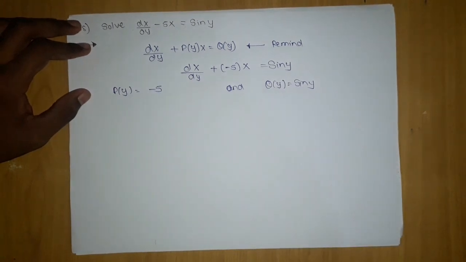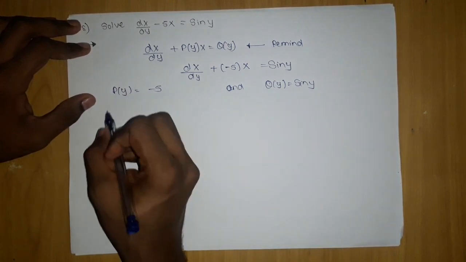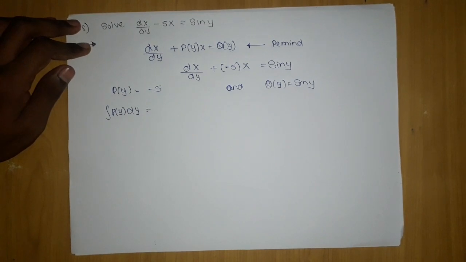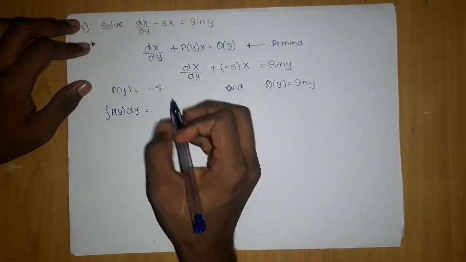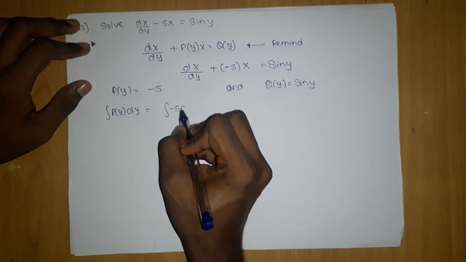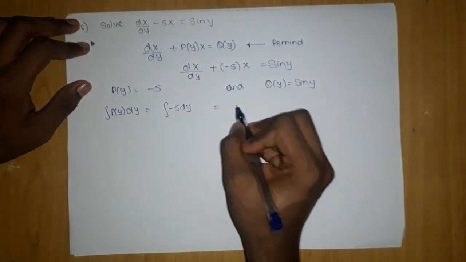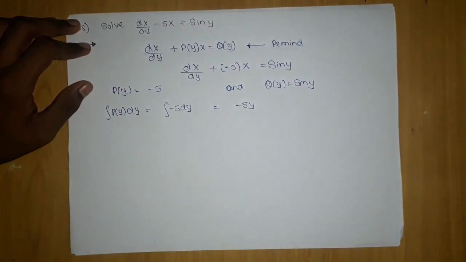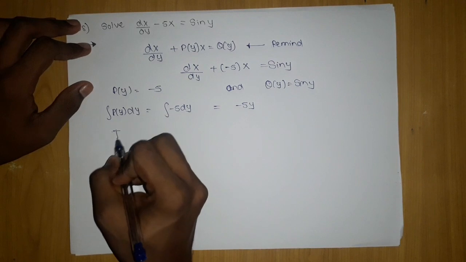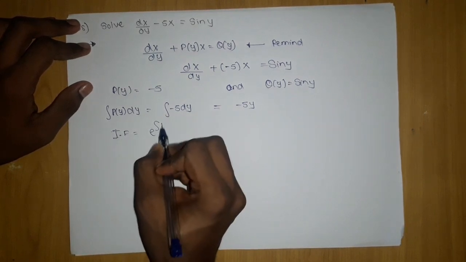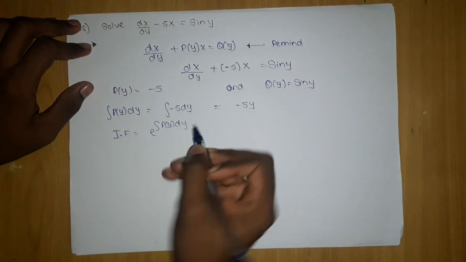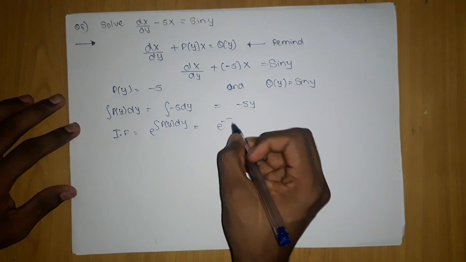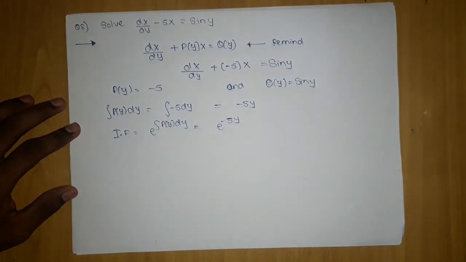Now our job here is to get the integral of P(y) dy, because this term will be involved in our integrating factor. So we need to get it out as early as we can. Here the integral of minus 5 dy is minus 5y. So the integrating factor is e to the power integral P(y) dy, which is e to the power minus 5y.